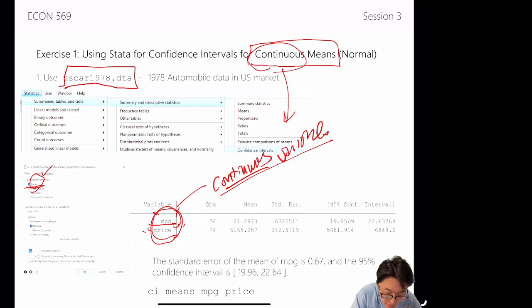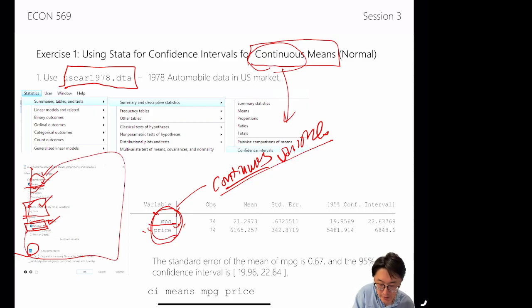you can check means, and you can define your variable names. So now you're interested in MPG and price, and you can check compute level, and set interval type as normal, and other things you can just keep default. You can do it in this way, or simply you can just type in your command window CI, confidence interval, and you are interested.